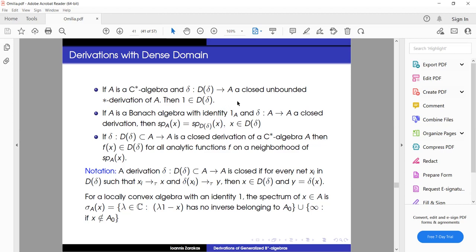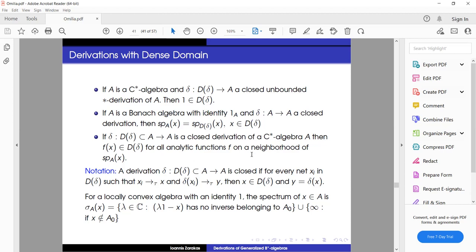in the 90s. The second one that we know is that if we have a Banach algebra with identity and a closed derivation delta from a domain D delta, sorry, here I made a mistake, the domain is D delta, densely defined, then the spectrum is the same for any element x in D delta, regarded either with respect to the whole algebra or with respect to the densely defined domain D delta. And this is again Kissin and Shulman.